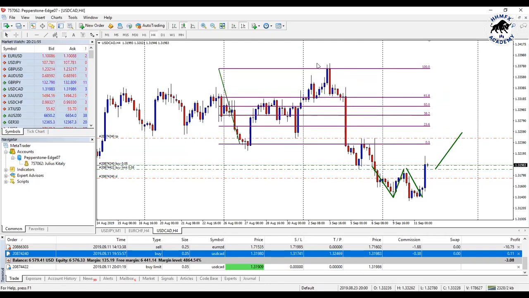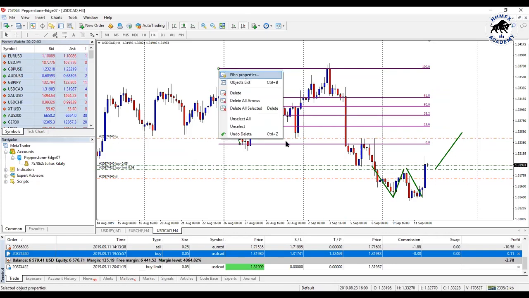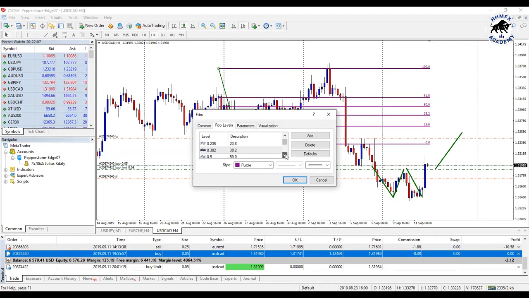So what I do, I just come here, I just double click, then right click. It just gives me Fibo properties. I just go to Fibo properties, then I just scroll down up there. After scrolling down, you can see we have these levels, and this here is a description.